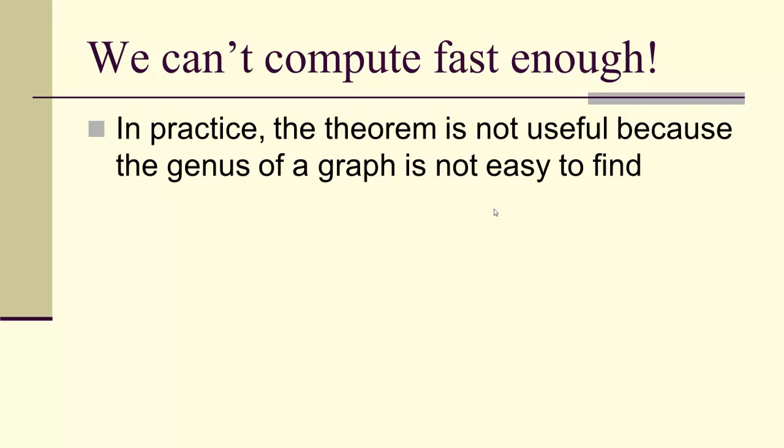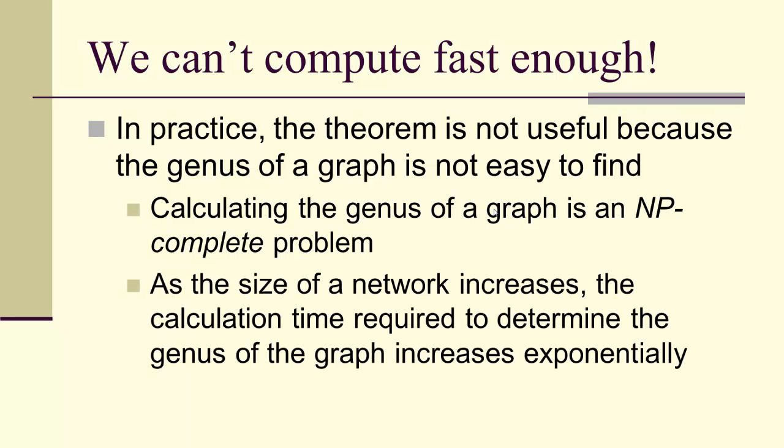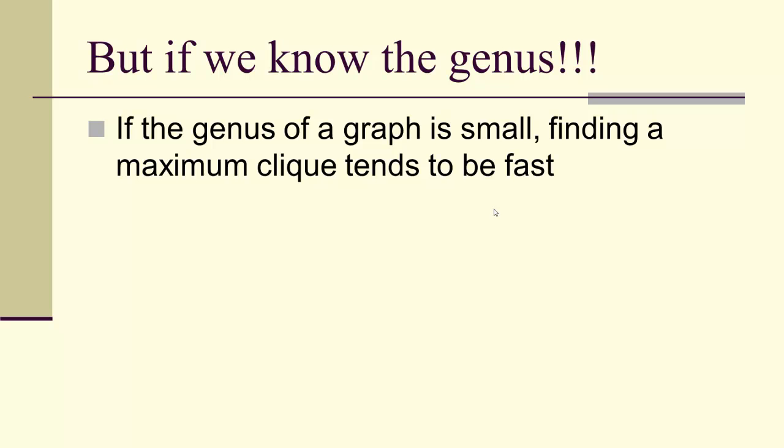In practice, this theorem is not very useful because finding the genus of a graph is NP complete. Once again, like the subset sum problem, we're looking at 10 to the 50th years. For small graphs, yeah, we can get the genus, but large, no way. But let's suppose we know the genus, or we have some sort of relative feel for what the genus is.